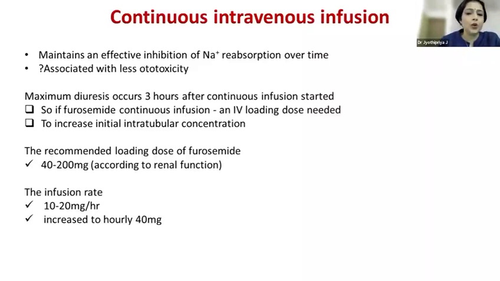Now, the recommended loading dose is 40 to 200 mg according to the renal function, and the infusion rate is around 10 to 20 mg per hour, which can be increased to 40 mg per hour.